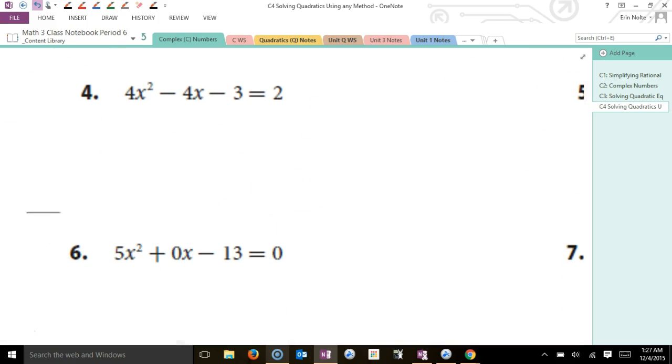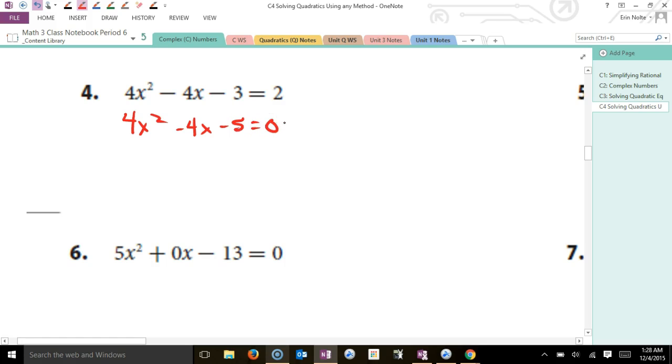Alright, what about this one? Number 4, what method would you use? And first of all, what do we have to do before we even pick a method? Okay, good. So the first thing I always have to do, and it doesn't matter which method I am using, I need it to be set equal to 0. So x squared minus 4x, I'm going to subtract 2, so that gives me minus 5.